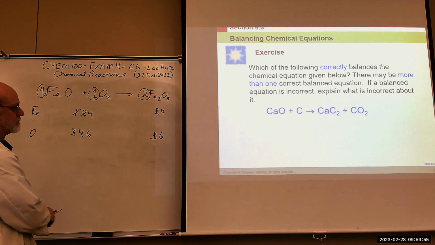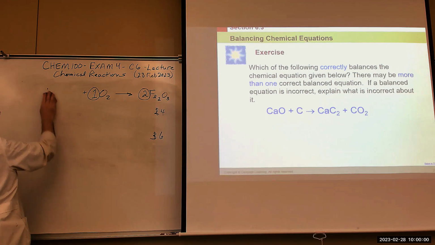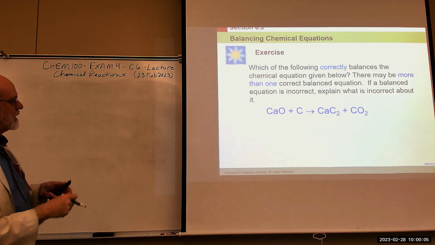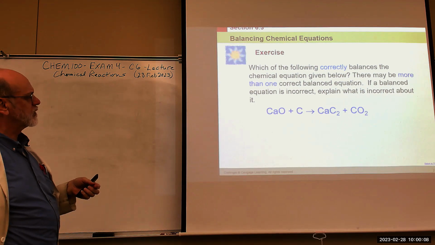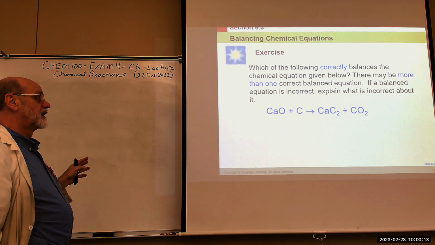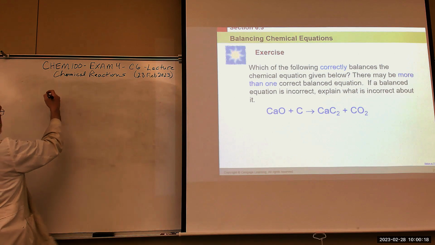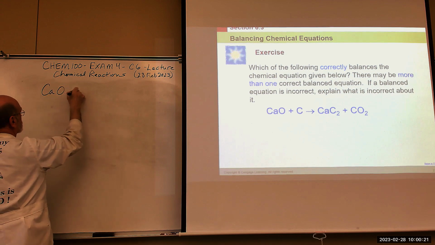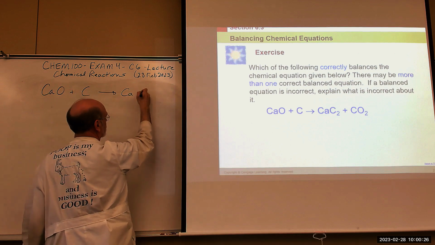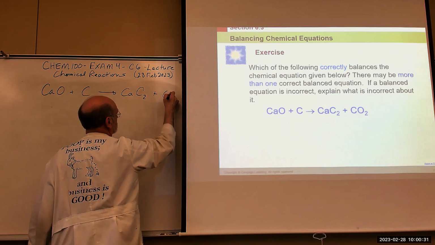All right, here's another one. Which of the following correctly balances the chemical equation given below? There may be more than one correct balanced equation. Explain what's incorrect about it. So we got calcium oxide plus carbon yields calcium carbide plus CO2.